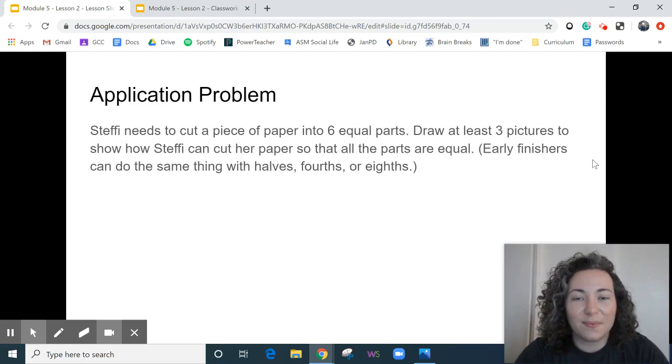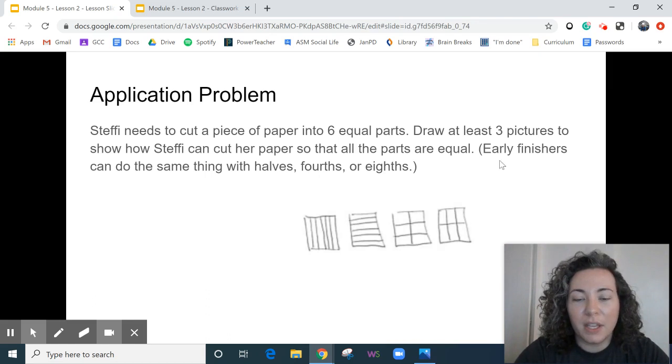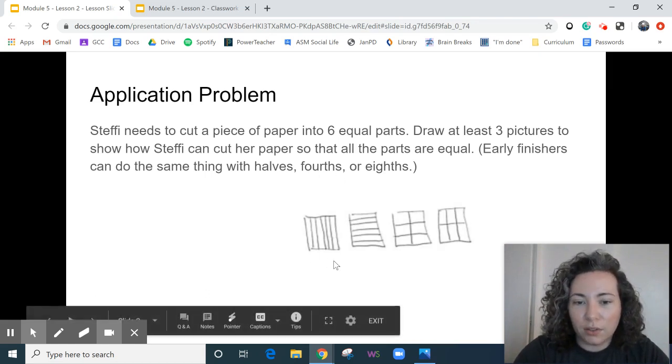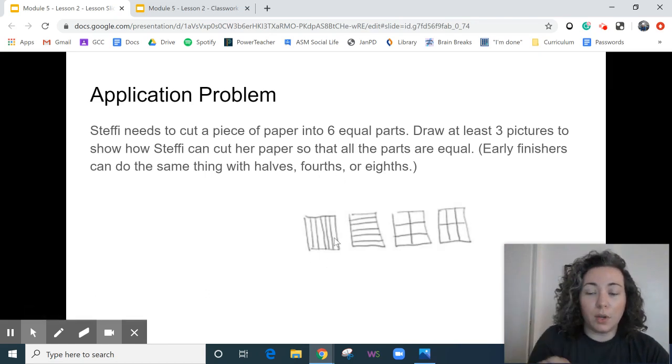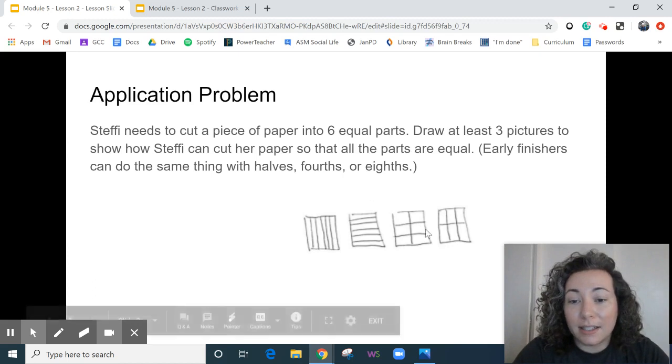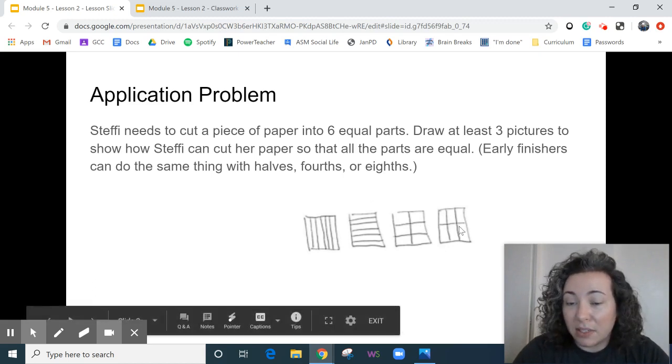Okay, so as you've come back, you should have 3 different ways to split a piece of paper, just like a rectangle or a square, into 6 pieces. So here are a few options. 6 vertical columns, 6 vertical rows, 6 rectangles this way or 6 rectangles that way, as long as they all have the same surface area.